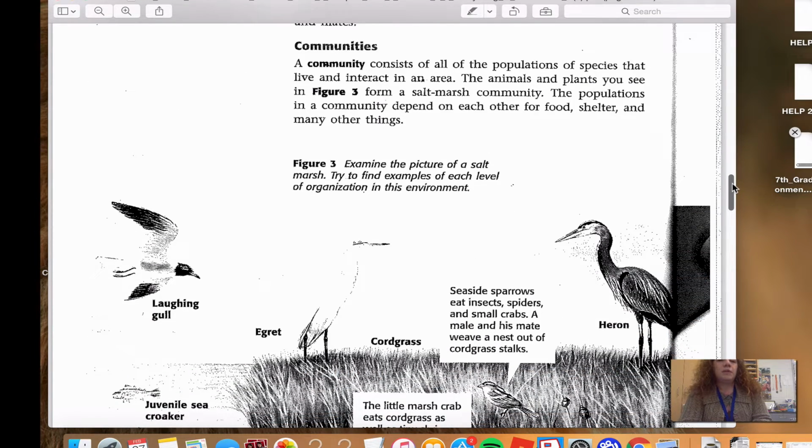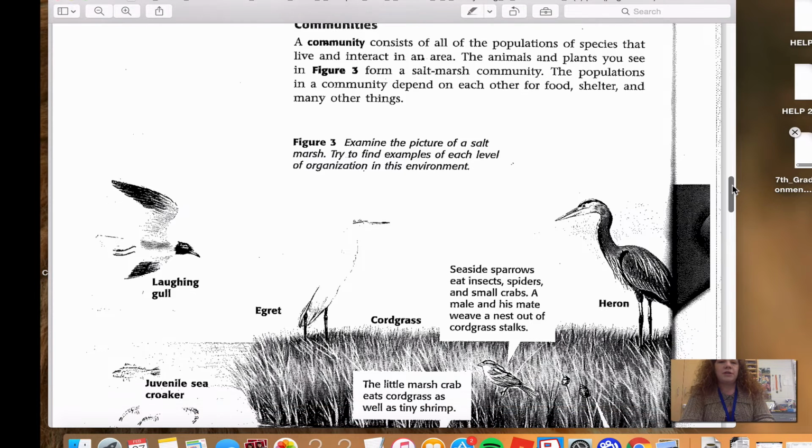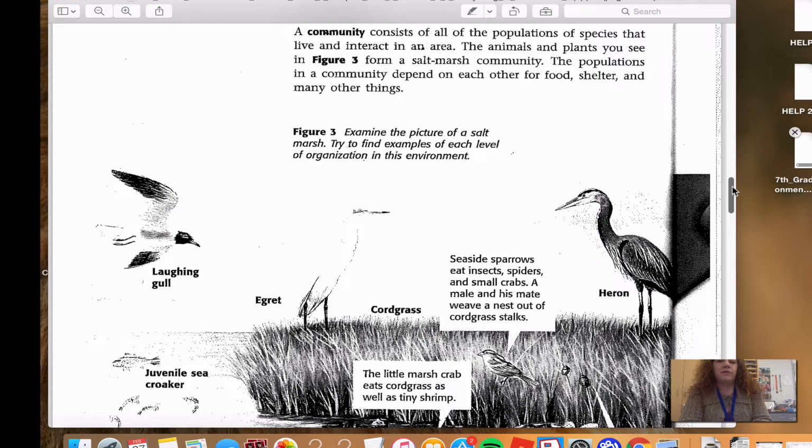Communities. A community consists of all of the populations of species that live and interact in an area. The animals and plants you see in Figure 3 form a salt marsh community. The populations in a community depend on each other for food, shelter, and many other things.